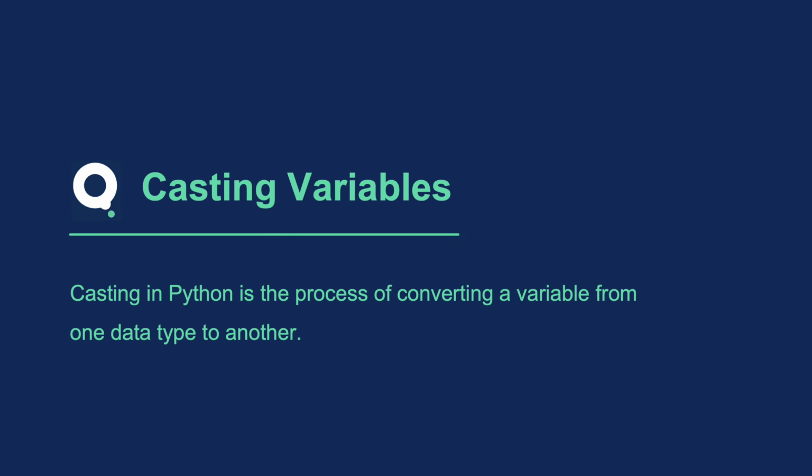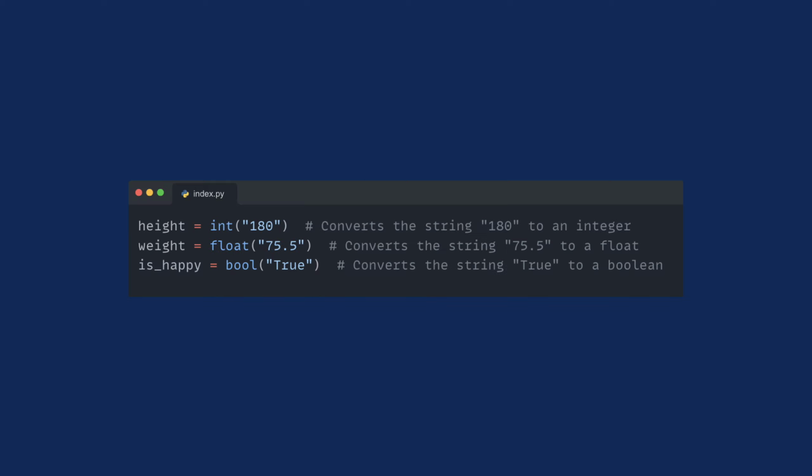Sometimes you'll need to convert a variable from one type to another. This process is called casting. For example, if you have a number stored as a string, you can cast it into an integer to perform some calculations. You can see height is a string. It's 180, which is a string, and it's now being converted into an integer by using the function int.